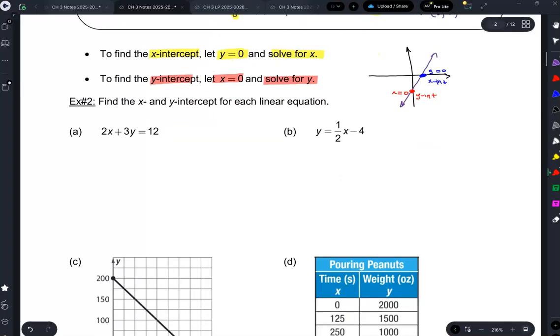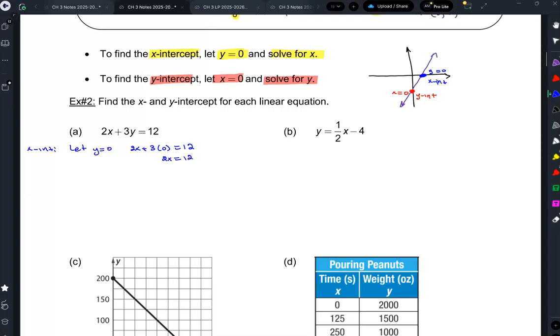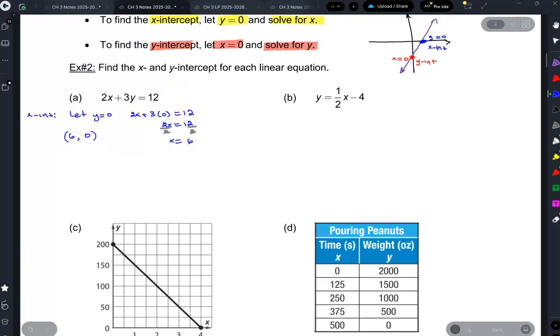Okay, so let's do a few examples here. So here, to find the x-intercept, we're going to say let y equal 0. So in this case, this is going to be 2x plus 3 times y, or 3 times 0, is equal to 12. 2x is equal to 12. And then divide by 2, divide by 2, x equals 6. So the x-intercept is 6, 0, right? Because this is the x-intercept, it goes in the x-coordinate.